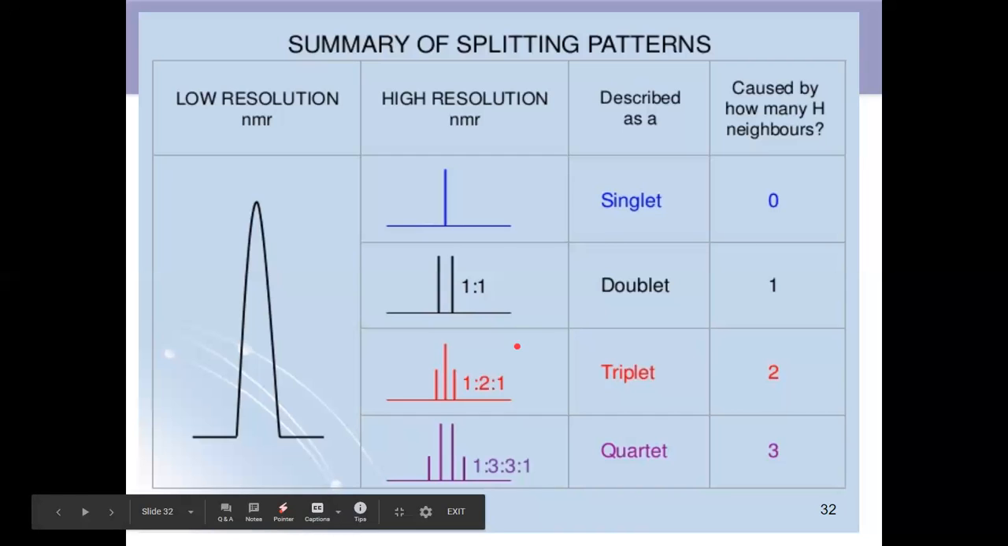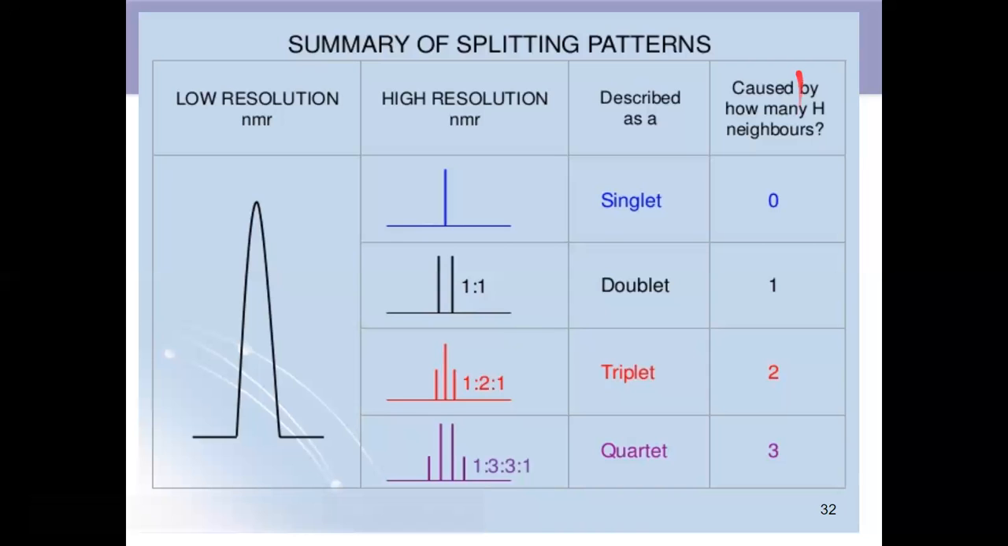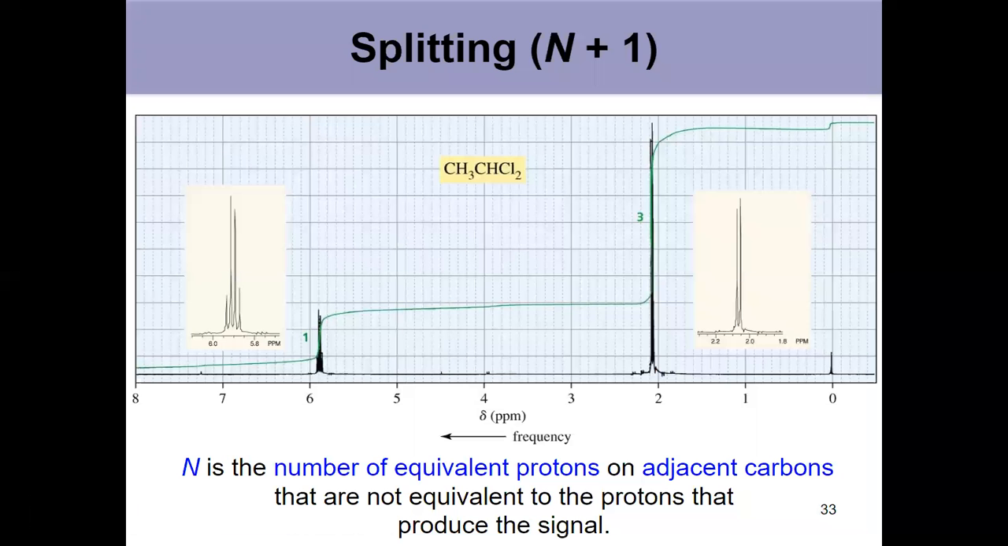And why does it happen? Well, it has to do with how many proton neighbors we have. That splitting pattern will tell us how many neighboring hydrogens we have, which is an important idea to have in your notes. Splitting isn't caused by how many protons are producing the signal. Splitting is caused by the number of protons that are bonded to directly adjacent carbons, also known as the N+1 rule.